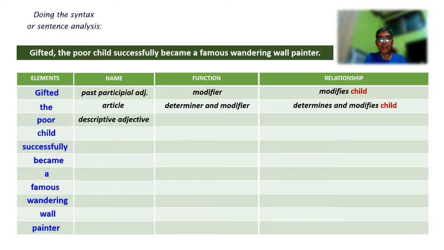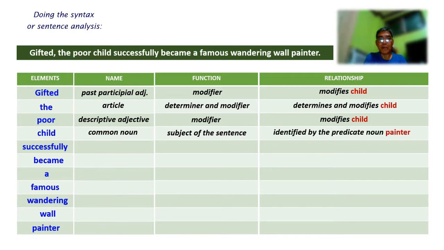Poor is classified as descriptive adjective. This adjective modifies child either. The fourth word is child. Child is classified as common noun. This noun is used as subject of the sentence. As subject of the sentence, it is identified by the predicate noun painter.